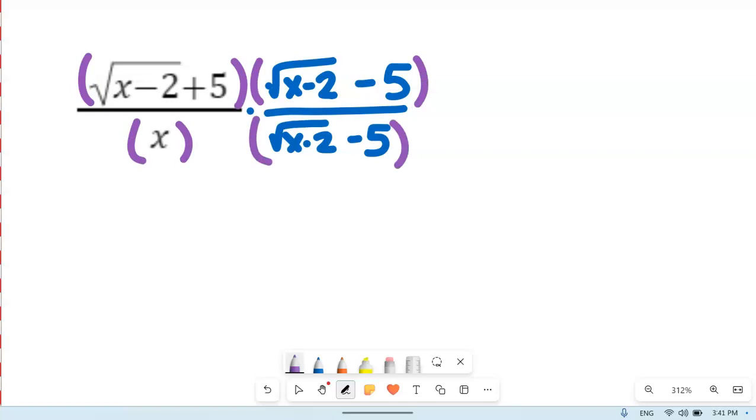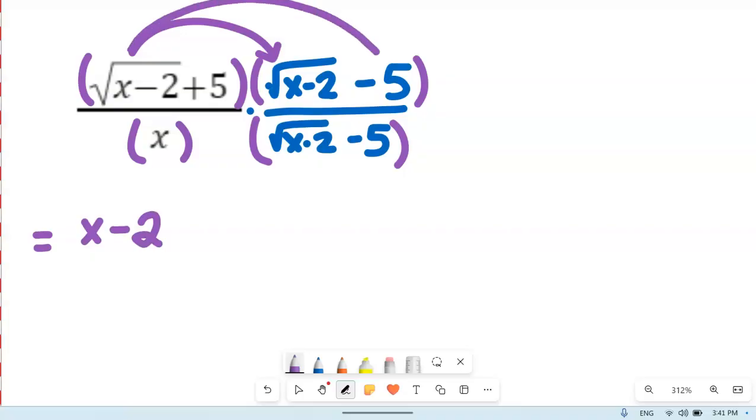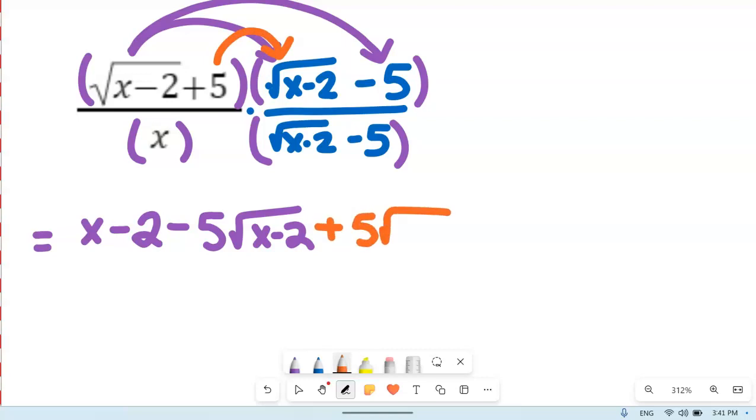And now I'm going to FOIL this expression. So I'm going to go first times first. And a square root times a square root is just whatever is underneath the square root by itself. So x minus 2. Root x minus 2 times negative 5 is going to be negative 5 root x minus 2. Positive 5 times root x minus 2 is going to be positive 5 root x minus 2. And finally, positive 5 times negative 5 is negative 25.